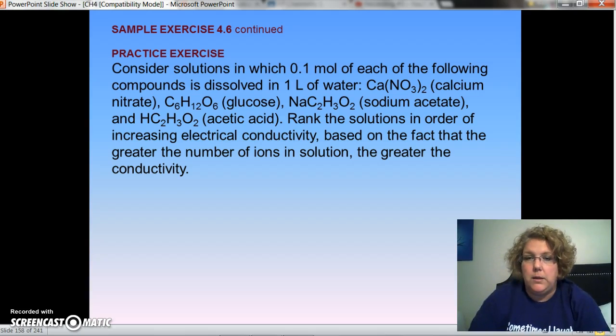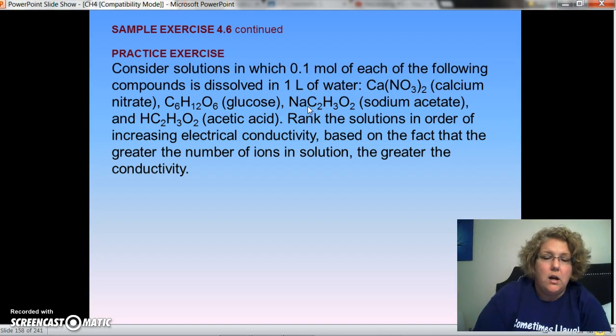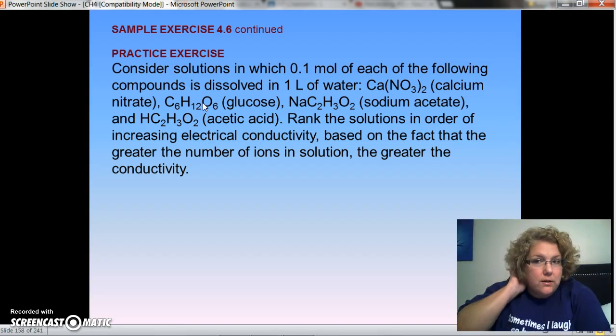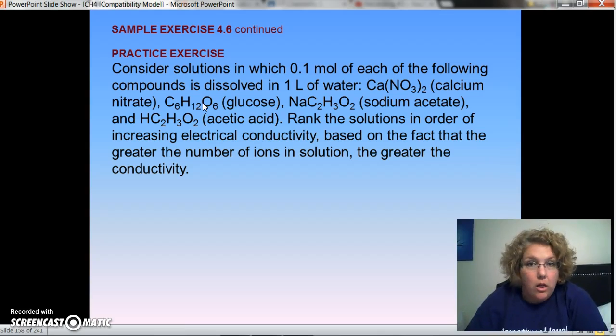Well, it's not going to be either of these ionic compounds, the calcium or the sodium ones. Acetic acid is an acid, but it's not a strong one, so we know it's going to be in the weak category. And then that leaves glucose. Glucose is just C's, H's, and O's. That's just an organic compound. It's a molecular covalent compound. So when it dissolves in water, it's not going to produce ions at all, and therefore will be a non-electrolyte. So glucose is the lowest in electrical conductivity, being 0.